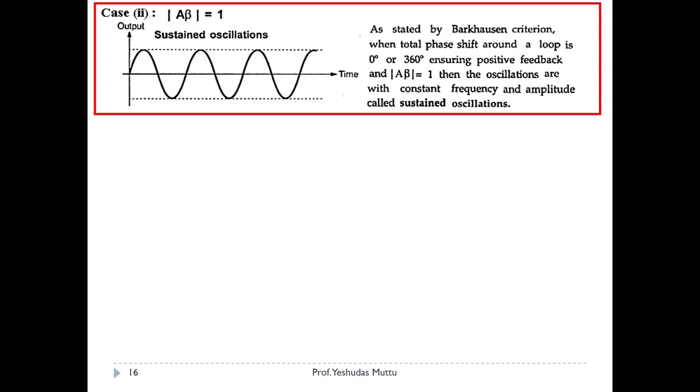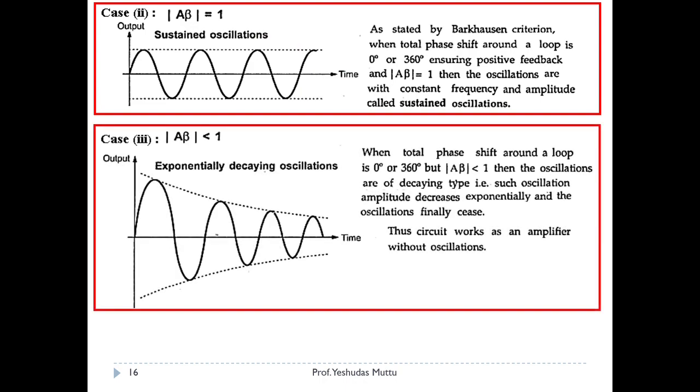When A beta is equal to 1, it results in sustained oscillations. You all can see over here, they are of constant amplitude and constant frequency. And when A beta is less than 1, initially it nicely generates the oscillations, but later on they try to decrease. Amplitude goes on decreasing and eventually they die off. Okay? So this is what happens.